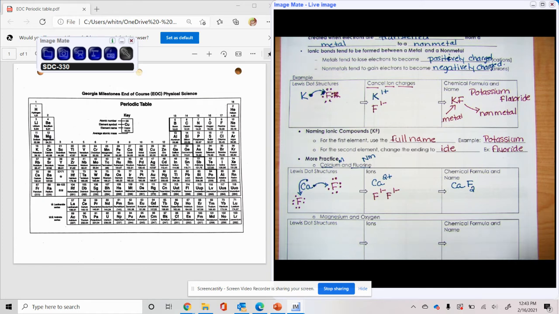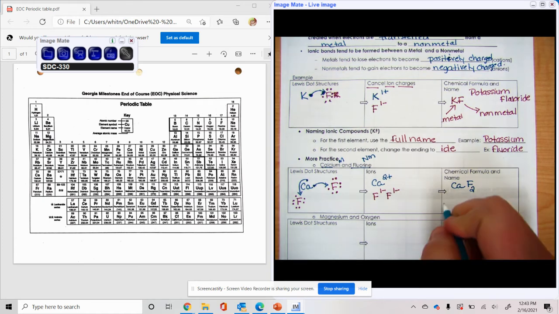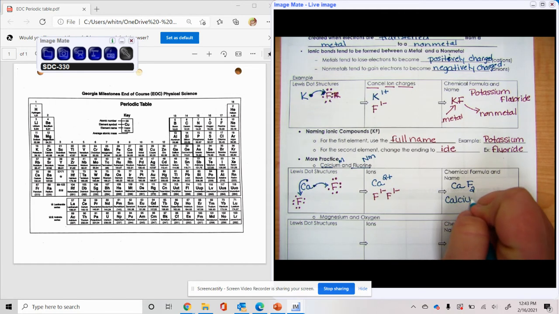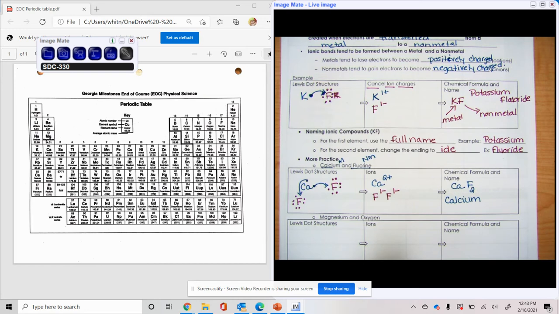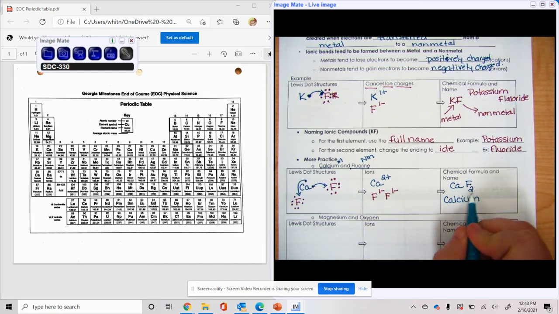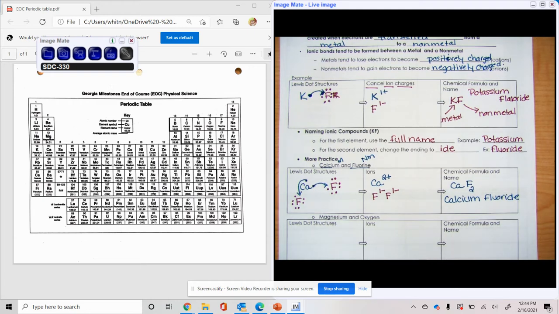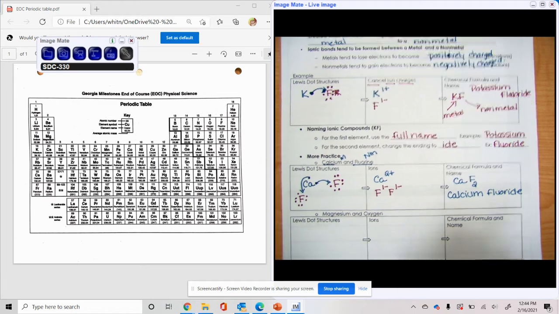All right, let's name this compound. Write the metal first, calcium. And then you have a space, and you take the second element and just add IDE to it, fluoride. So this is calcium fluoride. It doesn't matter that there's 2 fluorines right here. It's an ionic bond, and that's how they're named. All right, let's practice a little bit more.